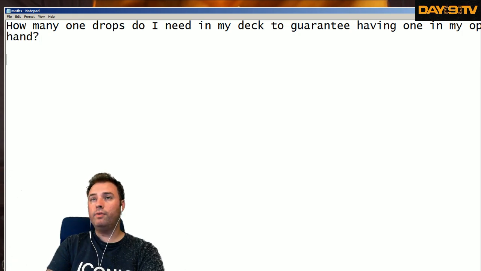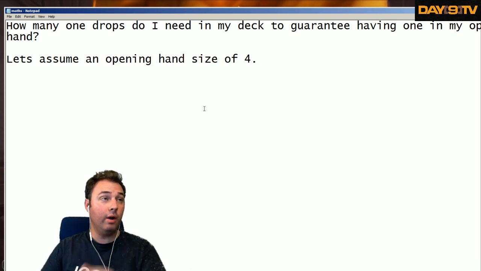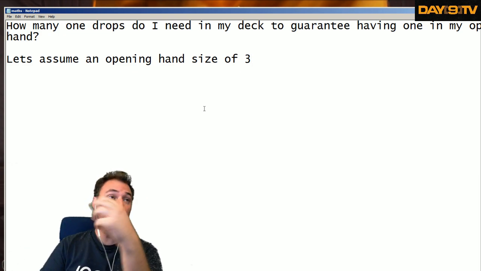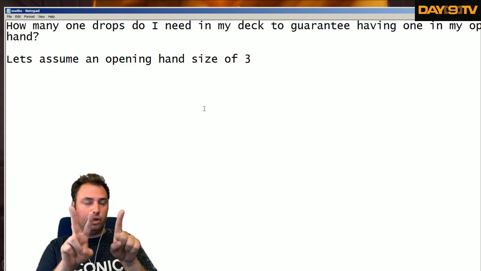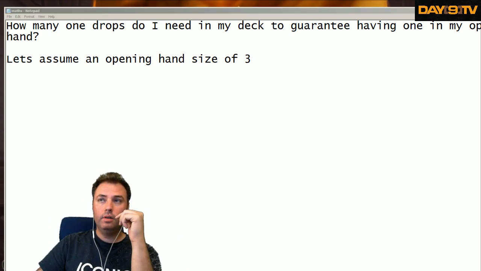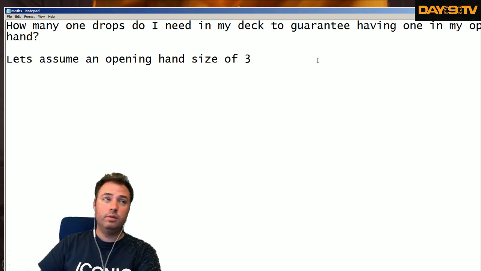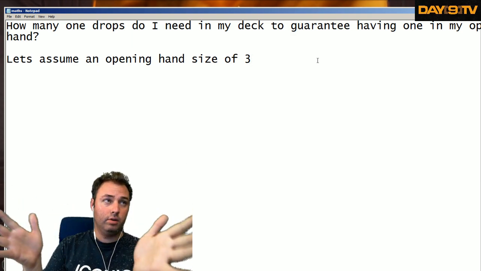So first of all, let's assume an opening hand size of 3. Where am I getting 3 from? Literally, on your turn 1 you're looking at those 3 cards. And I can do turn 2, if you start second, by just making this number 4. Cool, right?